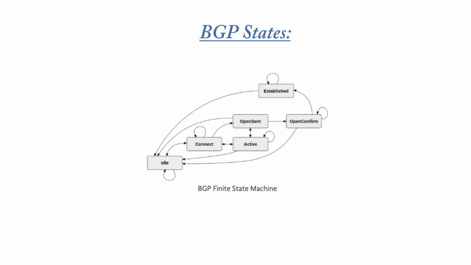Open confirmed state is like, both the devices have agreed to this peering, and then it will move to established state. Established state is when you start sending the update messages, the notification messages and keep alive messages. So what are these update messages?